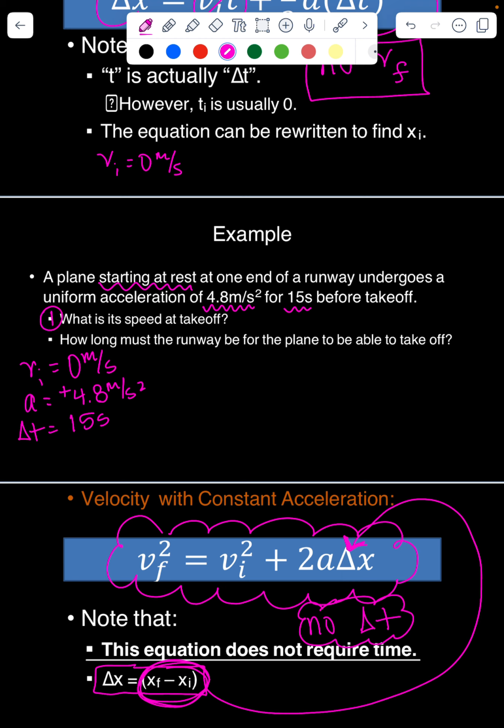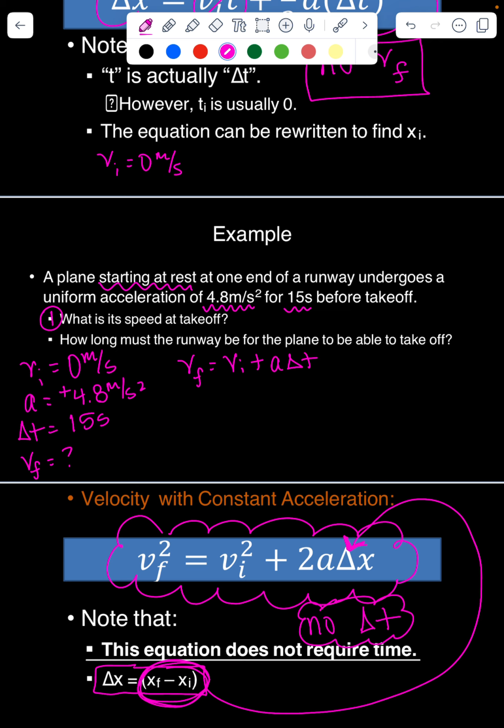The first thing that I ask you to do is I want to know what is its speed at takeoff. If we know we're looking for a velocity, we don't use speed, we use velocity. We already have initial velocity, so that means that we are looking for final velocity. For this one, I know that I am not given delta x, and there is only one equation that does not have delta x in it, and that is our second one. So we use v final is equal to v initial plus our acceleration times our time interval.